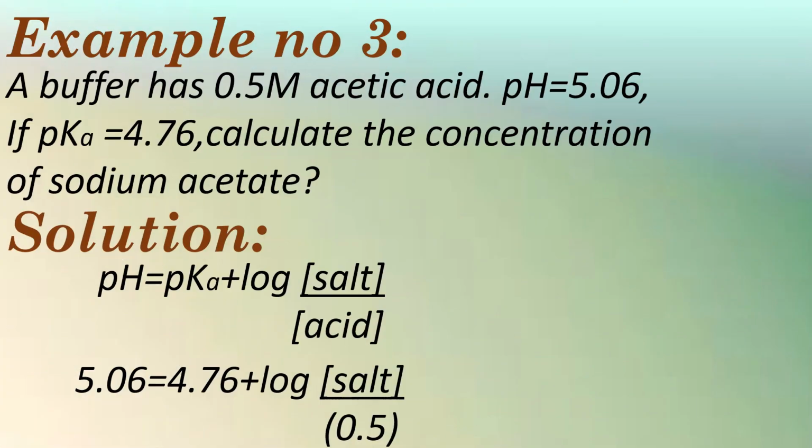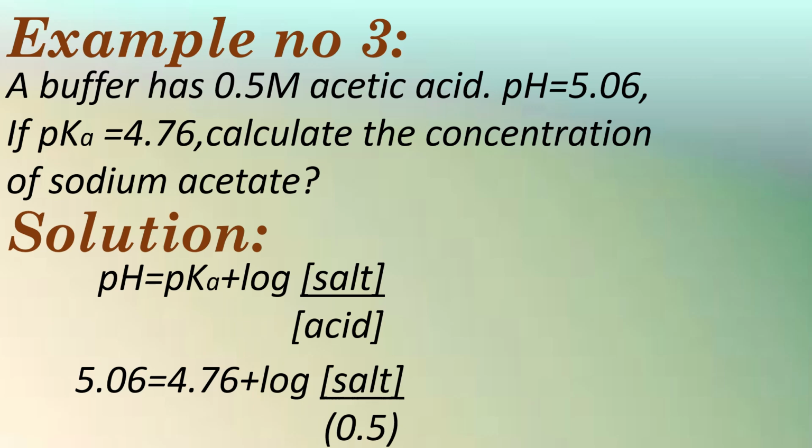Example number 3. A buffer has 0.5 molar acetic acid, pH is 5.06, pKa is 4.76. Calculate the concentration of sodium acetate. Now, this is a difficult question. A buffer has 0.5 molar acetic acid. Concentration of acid is given, pH is given, pKa is given. We have to calculate concentration of sodium acetate, that is salt. Because sodium acetate is the conjugate base of acetic acid, we have to find the concentration of salt.